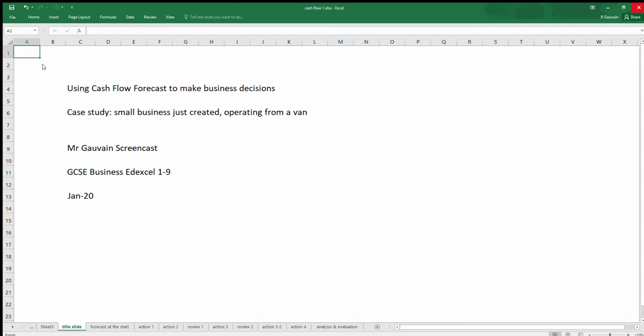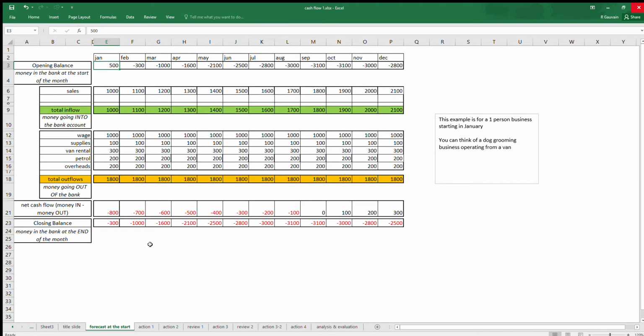We are going to look into using a cash flow forecast to make a business decision. In this case study, we've got a small business operating from a van. Here we've got a cash flow table that I've invented, thinking that this could be a small business, a young person like you looking into setting up their own business, doing dog grooming, operating from a van. And we've done some calculations and put them together in a table.